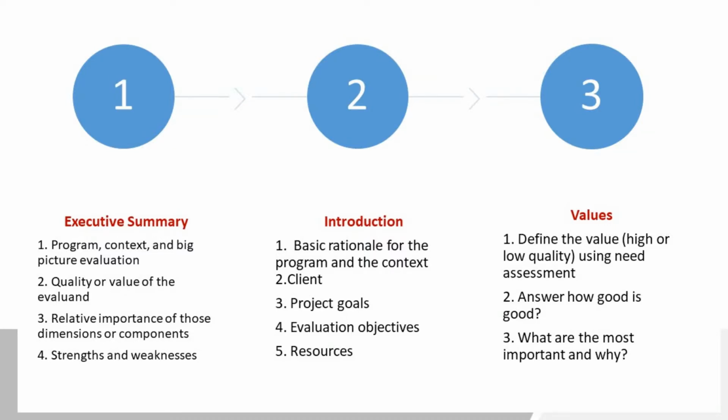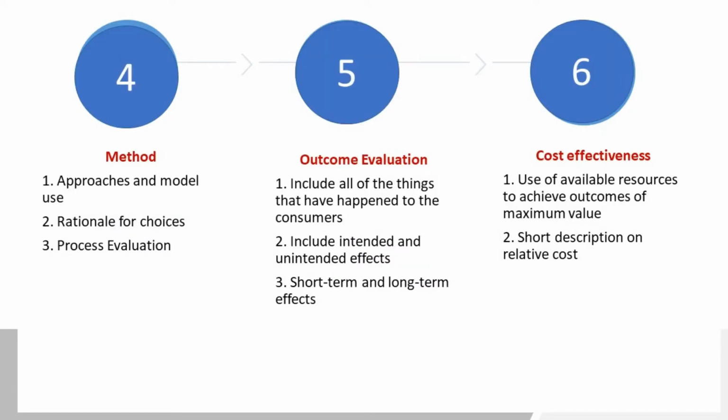Defining value is the most important thing under the third step. We answer questions such as how good is good, and what are the most important elements and why. As the fourth point, I identify method. Here, I combine evaluation process details, approaches, and model.